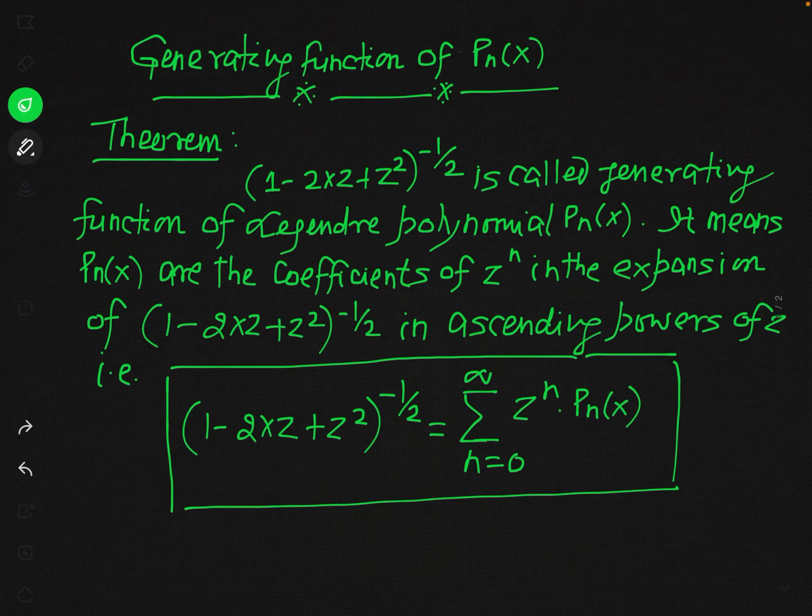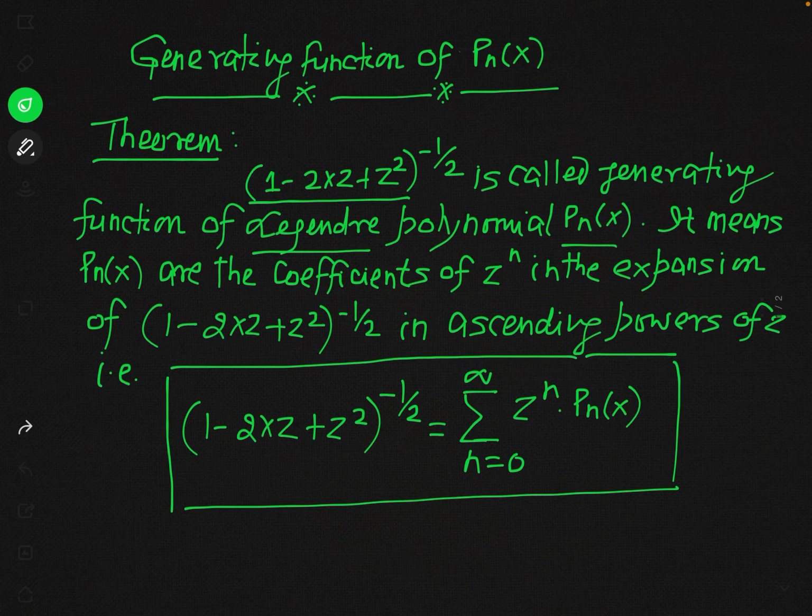Regarding Legendre polynomials, today we are going to discuss their generating function. When you say generating function of Legendre polynomials Pn of x, it means a function from which we can find the value of this Legendre polynomial. In fact, the function 1 minus 2xz plus z square whole to the power minus half is known as the generating function of Legendre polynomial Pn of x.